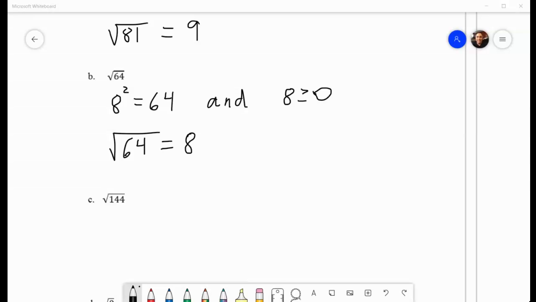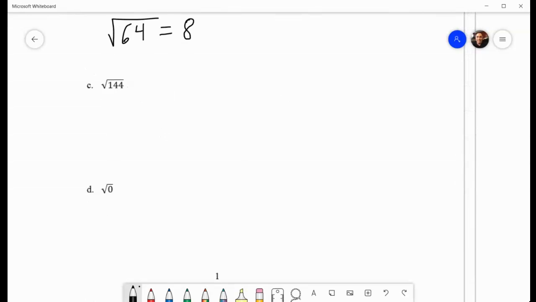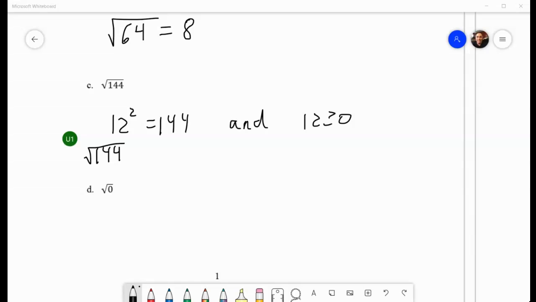I hope I'm not going too fast. What about the square root of 144? Well, we know that this is going to be 12. 12 squared is 144, and we know that 12 is non-negative. So the square root of 144 is 12, and that's what we get here.